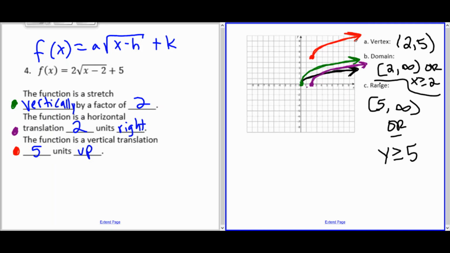The vertex is the ordered pair (2, 5). The domain is 2 to infinity, or if you like, x is bigger than or equal to 2. And the range is 5 to infinity, or if you like, y is bigger than or equal to 5.